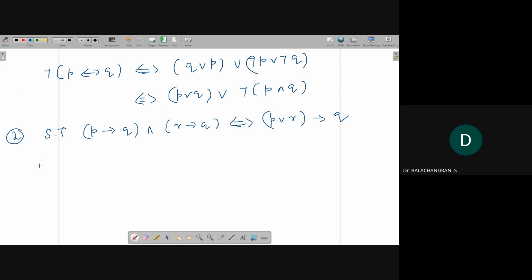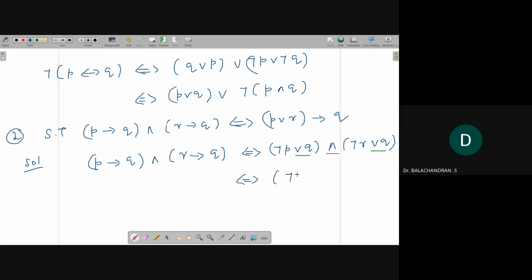So okay, now I'll take the left hand side. P implies Q and R implies Q, which is equivalent to: P implies Q is negation P or Q, and R implies Q is negation R or Q. So here you can see this is and, and here you can see R, Q. So we should apply the distributive law here, which gives negation P and negation R, and then or Q. You should take Q commonly. That is the distributive law.